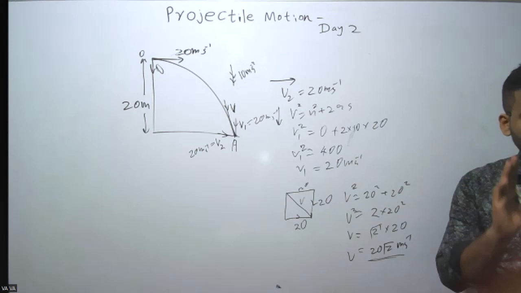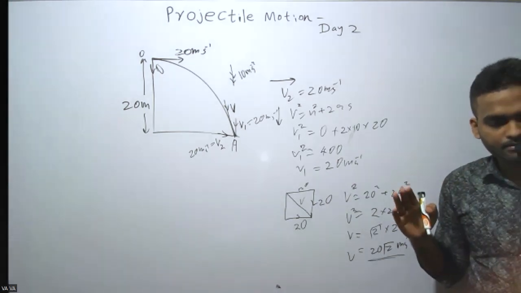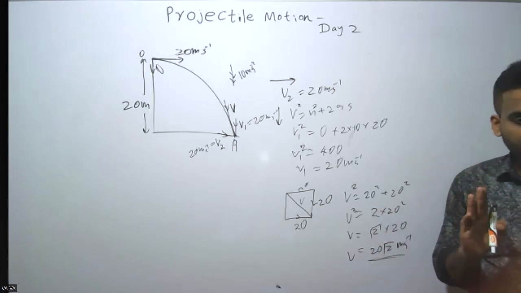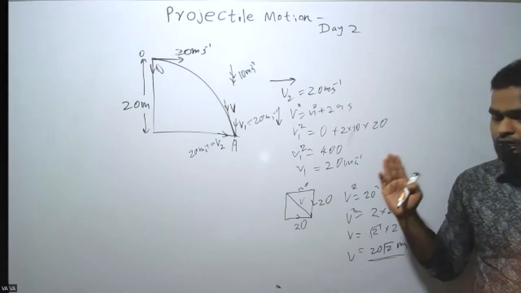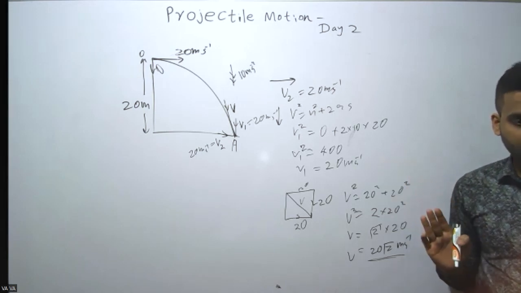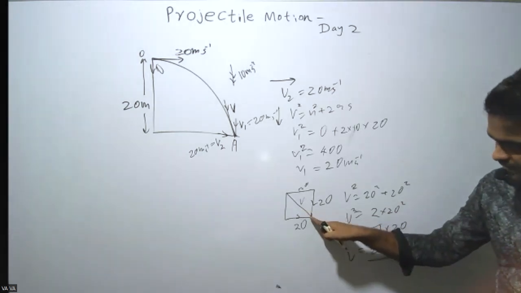What they ask is the resultant velocity. When they say just velocity, it means resultant velocity, right? Not the vertical or horizontal components. They are not asking about components. They are asking about the resultant velocity. Okay, then they ask the angle at which it hits the ground.